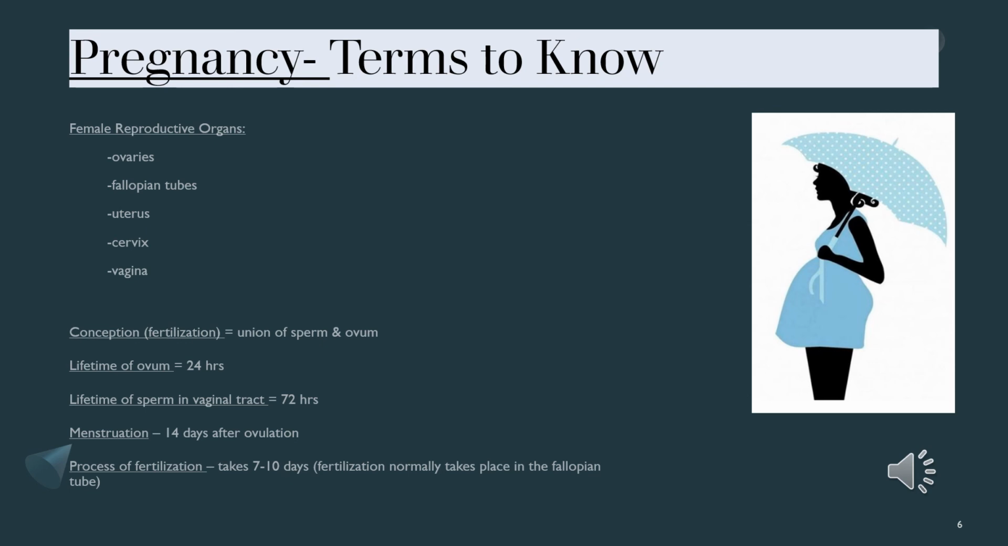Conception or fertilization is actually the union of the sperm and the ovum or the egg. The egg lives for about 24 hours. Sperm can live in the vaginal tract for 72 hours. Menstruation is usually 14 days after ovulation, and then fertilization can take 7 to 10 days. Usually that happens in the fallopian tube, but not always.